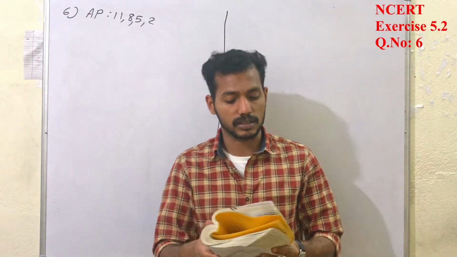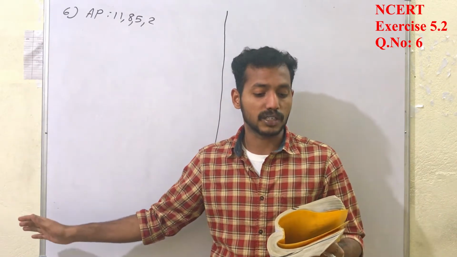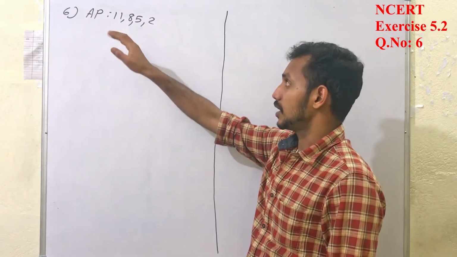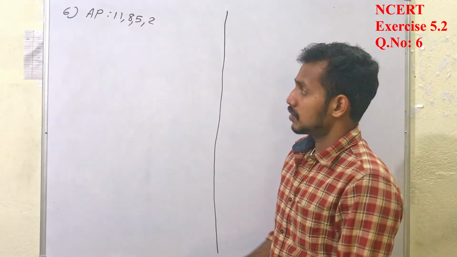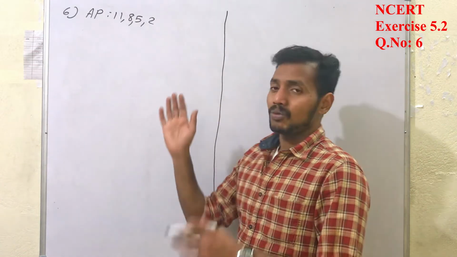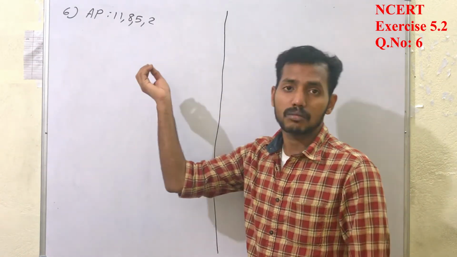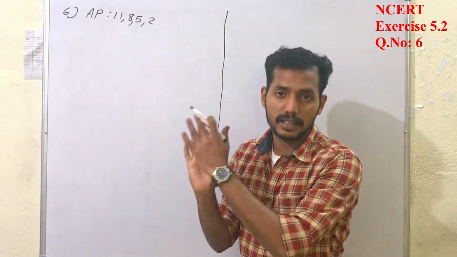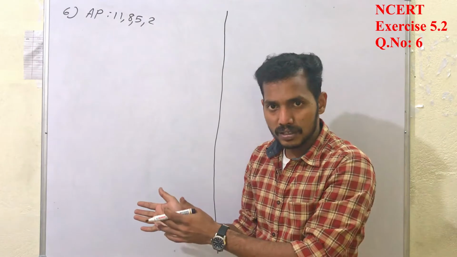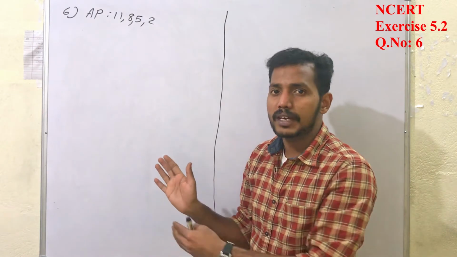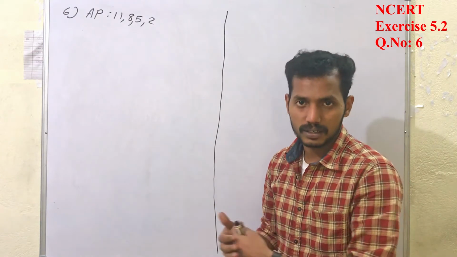Next is question number 6. Check whether minus 150 is a term of the given AP. The AP is 11, 8, 5 and 2. So what is the concept we are going to apply here? We just consider minus 150 as the nth term of the AP. Then we will solve it. If we get the value of n as an integer, then our assumption will be right.